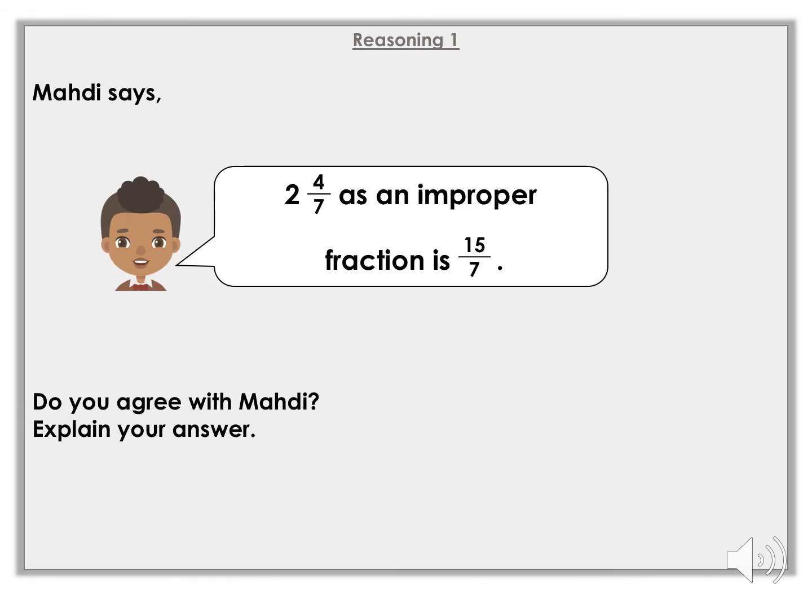And finally, the reasoning style of question. So we've got Mardy here. Hi Mardy. And he is saying 2 and 4 sevenths as an improper fraction is 15 over 7. And all you have to do is say whether you agree or not with Mardy and explain why. So let's try doing this the short way. We are going to get our whole number, which is 2, multiply it by the denominator, which is 7, that's 14, add 4 is 18. 18 over 7. So I do not agree with Mardy.